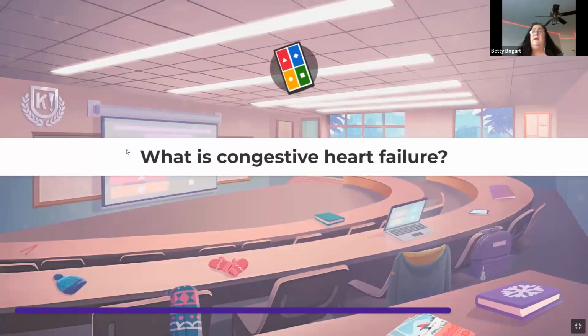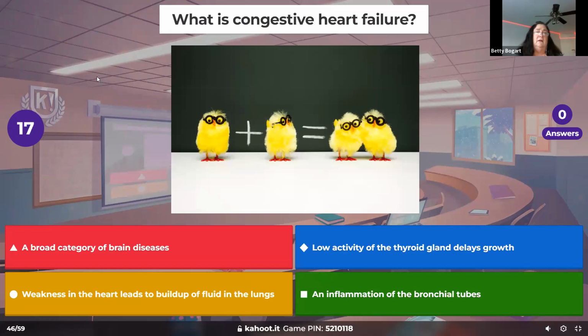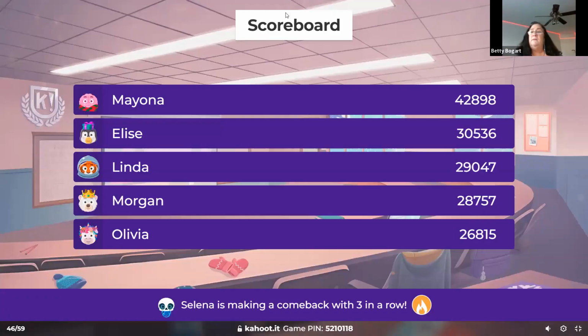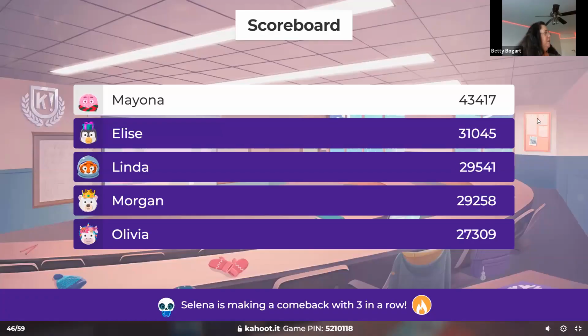What is congestive heart failure? What does that mean? What was the question? I'm sorry, what was the question? I was talking to my grandson. Congestive heart failure. It's when the muscle gets damaged and cannot beat that well, and fluid will build up in the lungs. Thank you. I apologize.